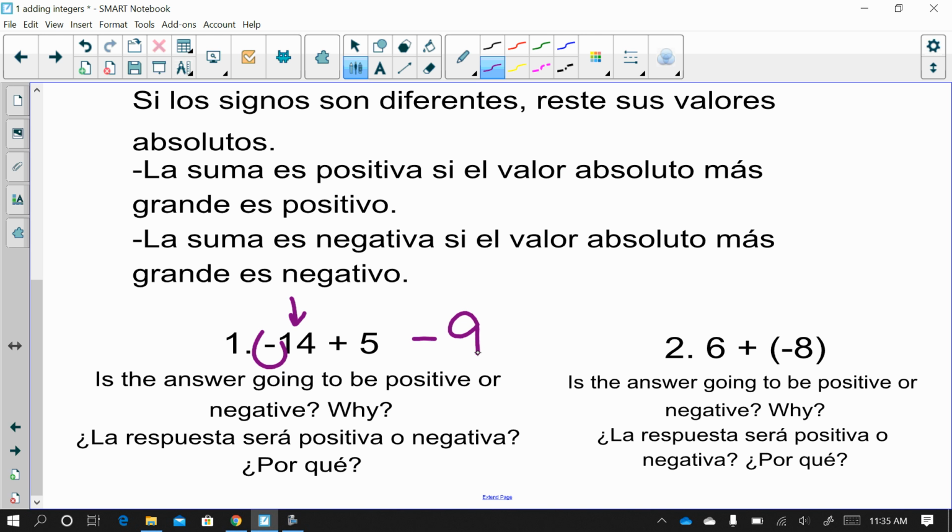Okay, if I look at the second problem, 6 plus negative 8, again, is it going to be positive or negative? Well, here's my bigger number. The bigger number is negative, so my answer is going to be negative. I'm just putting a negative down to remind myself. Different signs, so I'm just going to subtract. What's 8 minus 6? 8 minus 6 is 2, so 6 plus negative 8 is negative 2.